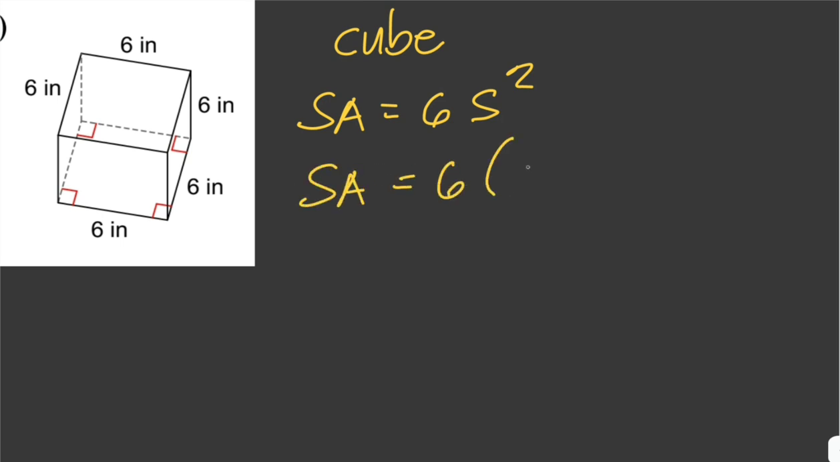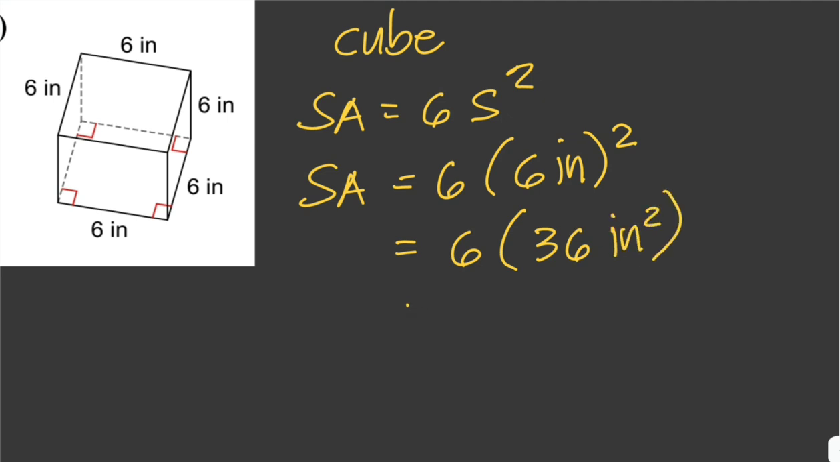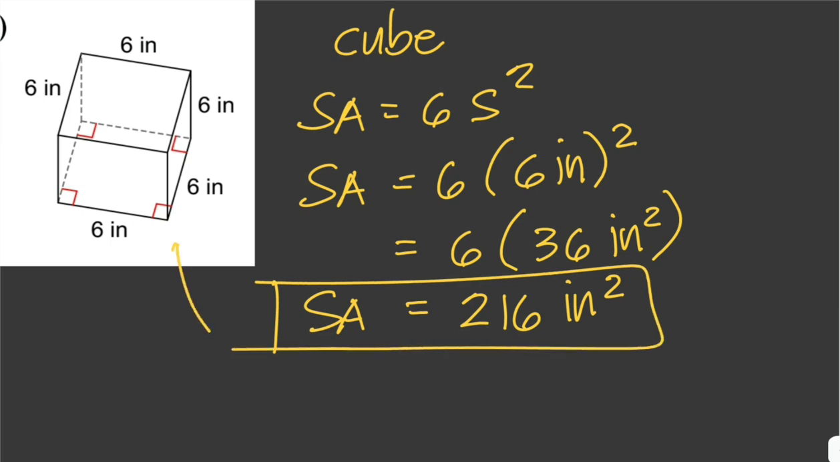It will be 6 times the side, which is equal to 6 inches, squared. So that is 6 times 36 square inches. And 6 times 36 is equivalent to 216 square inches. So this is the total surface area of this given cube. Now let's solve another one.